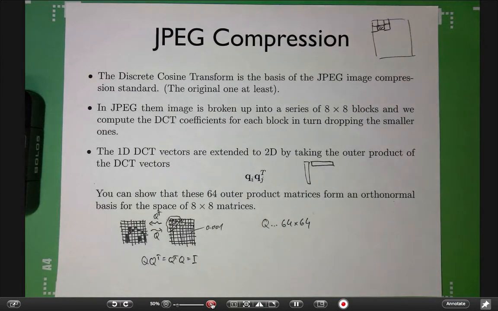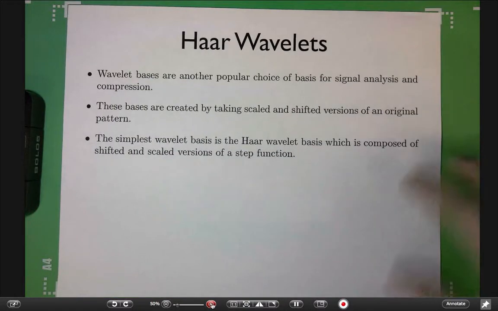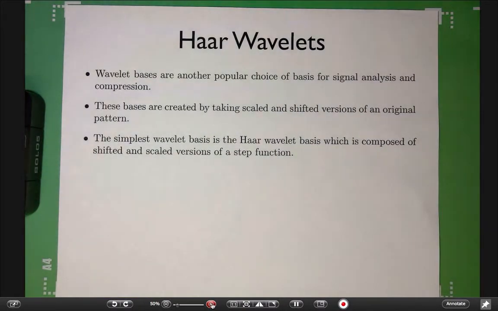So DCT is just the tip of the iceberg. There are tons and tons of bases. Wavelets are an example of orthonormal bases. And you can study this for an entire semester. I took one class for a whole semester, just on wavelets. The simplest one is the Haar wavelet, which is sort of cool. So again, the idea is the same. I'm just looking for interesting orthonormal bases, which will be useful, for example, for compression.